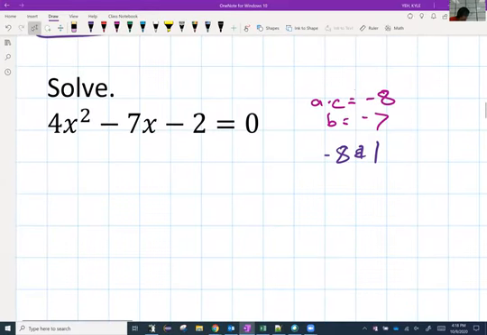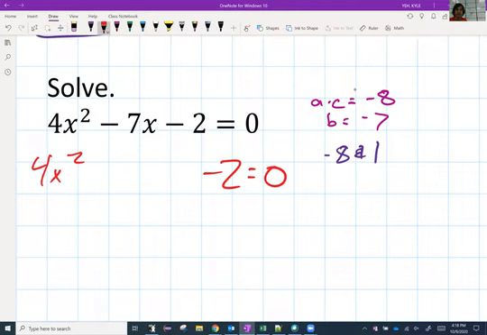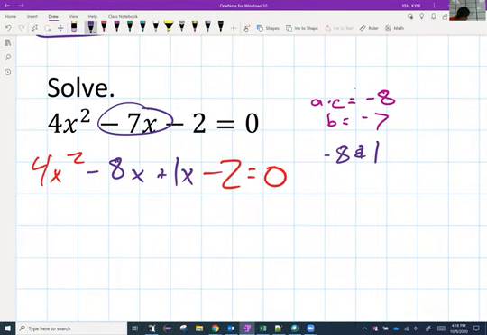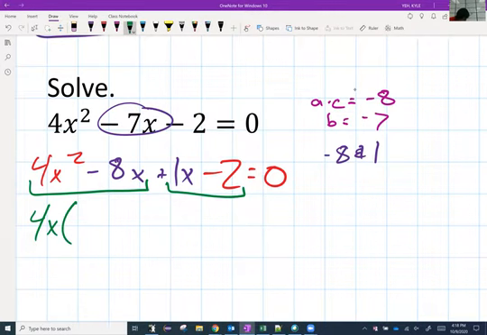So now that we have the two numbers, we're just going to carry this down, 4x squared minus 2 equals 0, but we're going to break up that middle term, remember. We're going to break it up and say minus 8x's plus 1x, and that accounts for the minus 7x's we had up here. Okay, step 3, let's group. I could pull a 4 and an x out of this first group, leaving me with x minus 2. And you'll notice we already have 1x minus 2 on the second group.